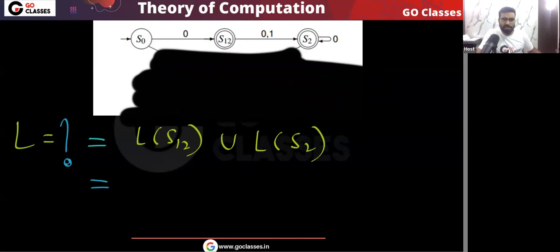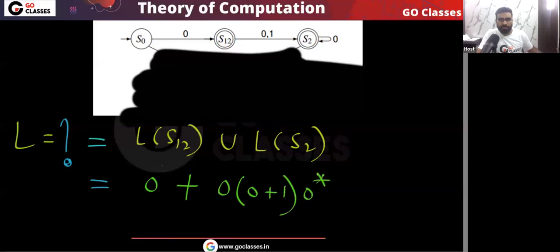Now tell me the answer. Now there are two final states, so your answer will be the language accepted by S12 union the language accepted by S2. What is the language accepted by S12? That is only the string 0. Or what is the language accepted by S2? That is basically 0, then either 0 or 1, and then 0 star. So this will be your final answer.